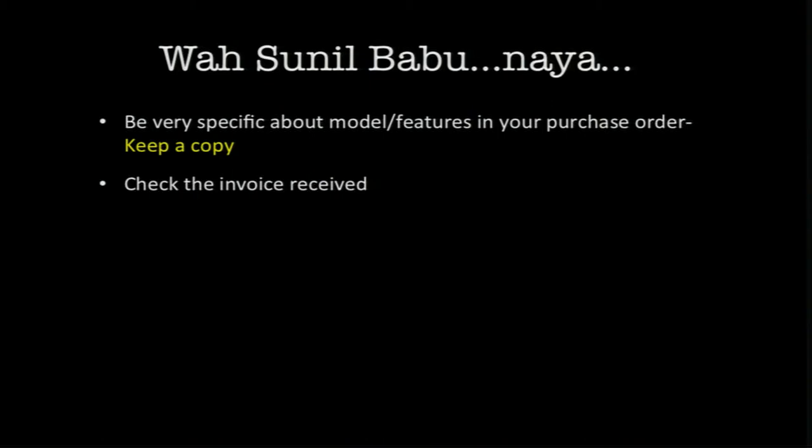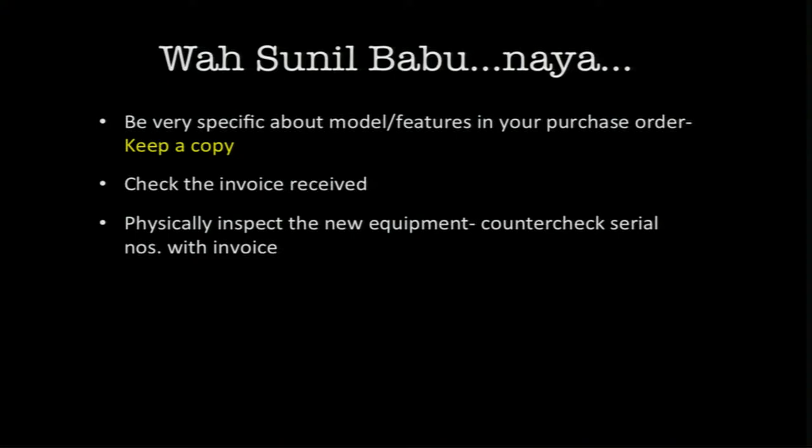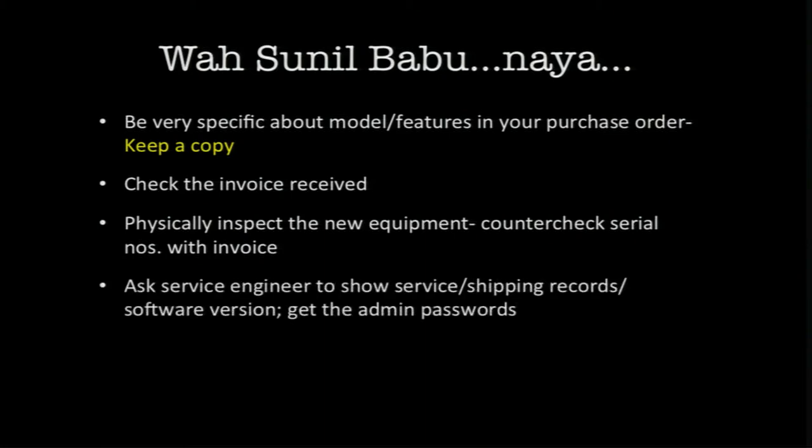Check the invoice that is received. How do you check the invoice? You physically inspect the equipment. You counter-check your serial numbers with the invoice. You inspect the equipment for physical damage and the functioning. It takes about 5 to 10 minutes or maybe 15 minutes, but it is worth doing all this. Always ask the service engineer to show you the service and the shipping record of the new equipment also, because everything nowadays is done with management systems that have everything detailed. Every single movement of the machine is detailed.